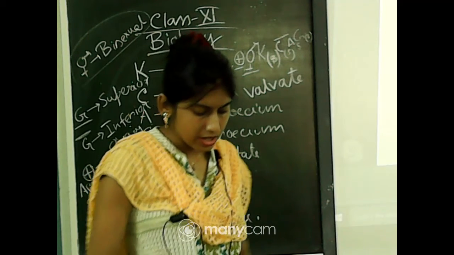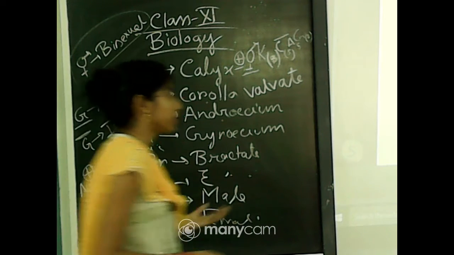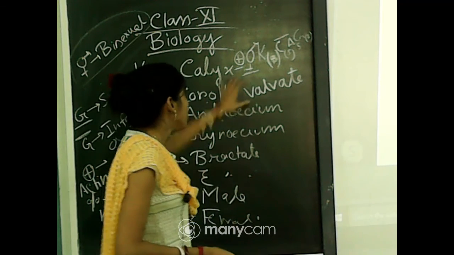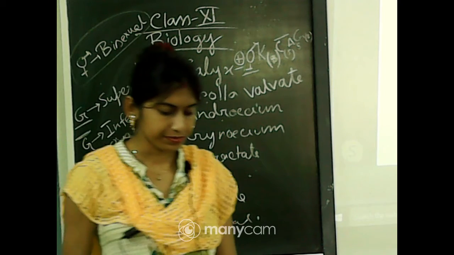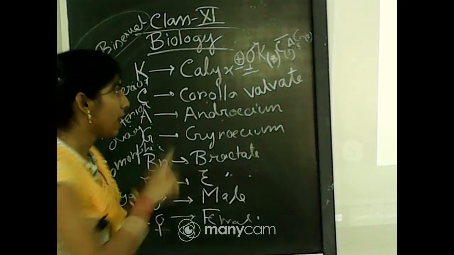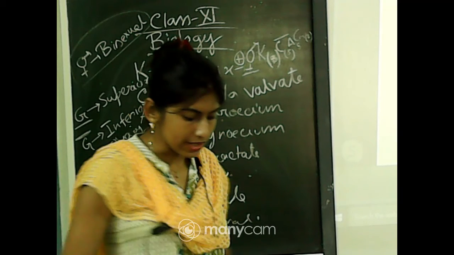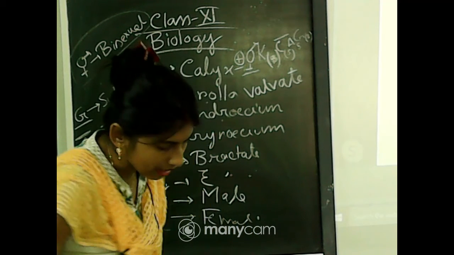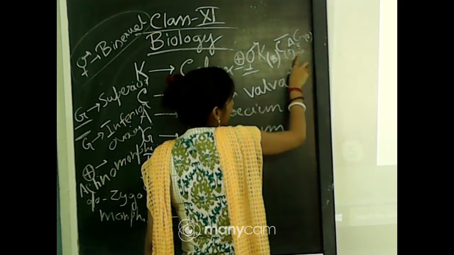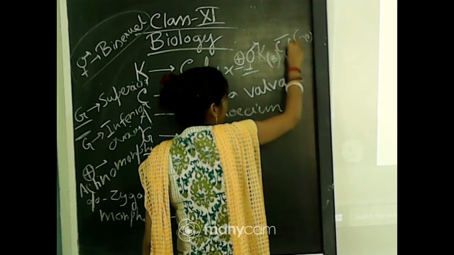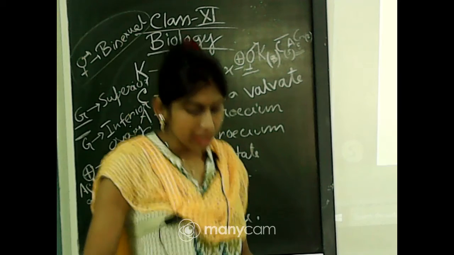Next part, valvate estivation they show. Estivation means the arrangement of sepals and petals on the floral bud. So, both calyx and corolla are showing the valvate type of estivation. That means the margins will touch, but they will not overlap. Next part is androecium. What is the number of androecium? Androecium is 5. Look, and it is not united, that is why no bracket is there. So, A for androecium and the number of androecium is 5, and the last one is G for ovary.